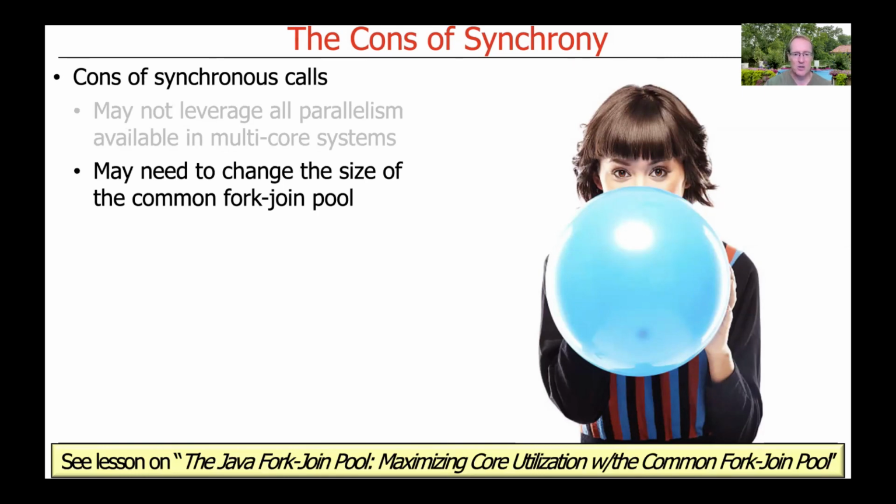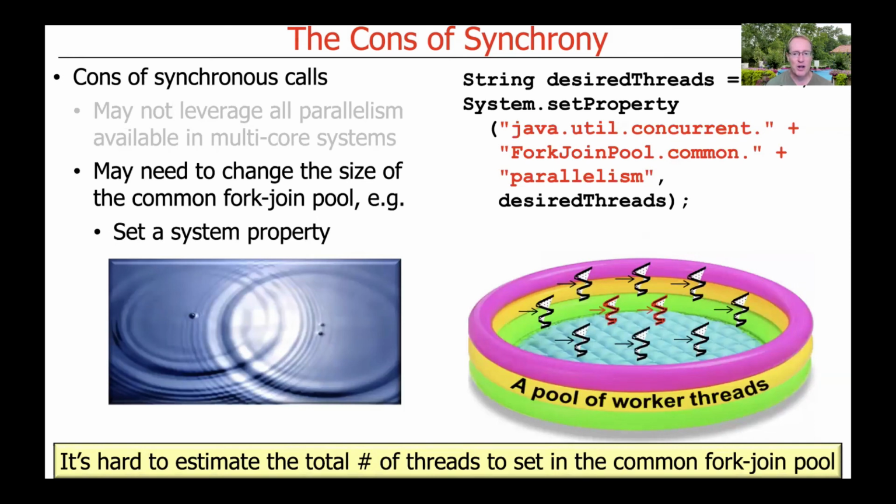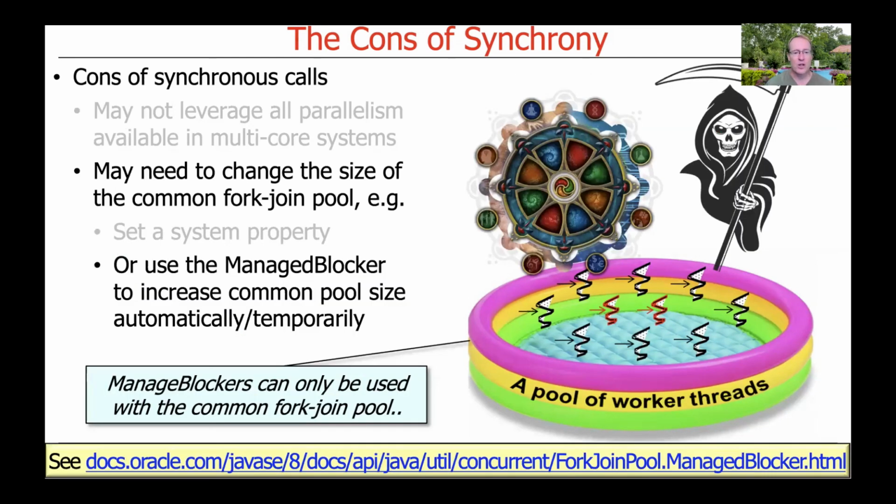There's a couple different ways you could do it. You could either set a system property, like we're showing here, where you set the desired threads, but that is kind of hard because it's hard to know how many you need ahead of time. And it also has this ripple effect. Or you could use the managed blocker mechanism to temporarily and automatically increase the size of the common fork join pool. The downside there is that you can only use this technique with the common fork join pool, so you're kind of locked into that approach. And it may also grow too big if you're not careful.